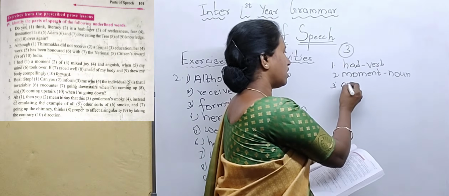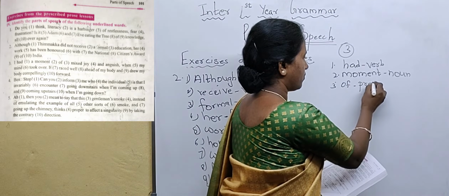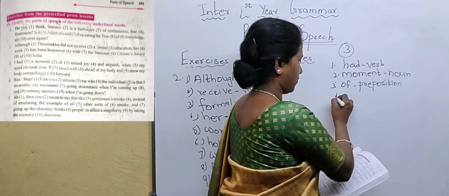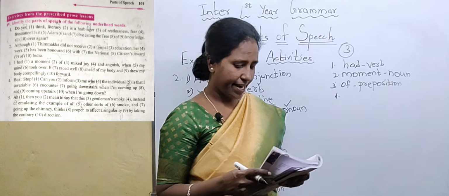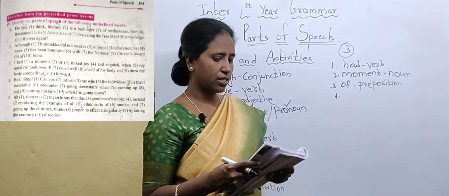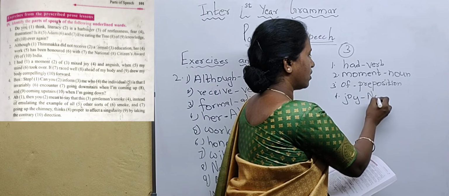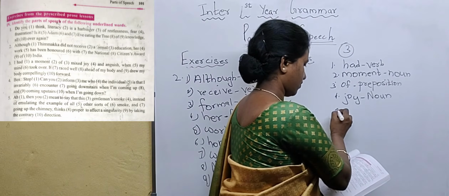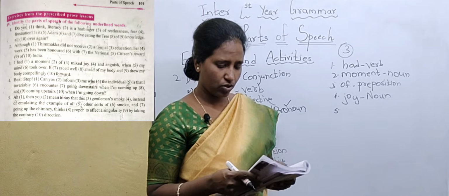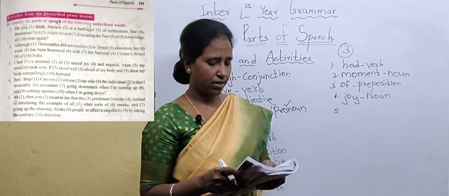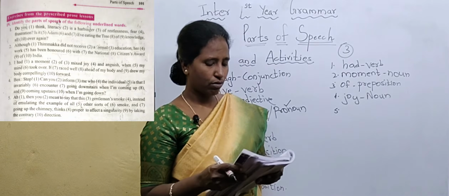Of is a preposition. I had a moment of mixed joy. Joy is a noun. Mixed joy and anguish. Anguish means pain. When my mind took over.